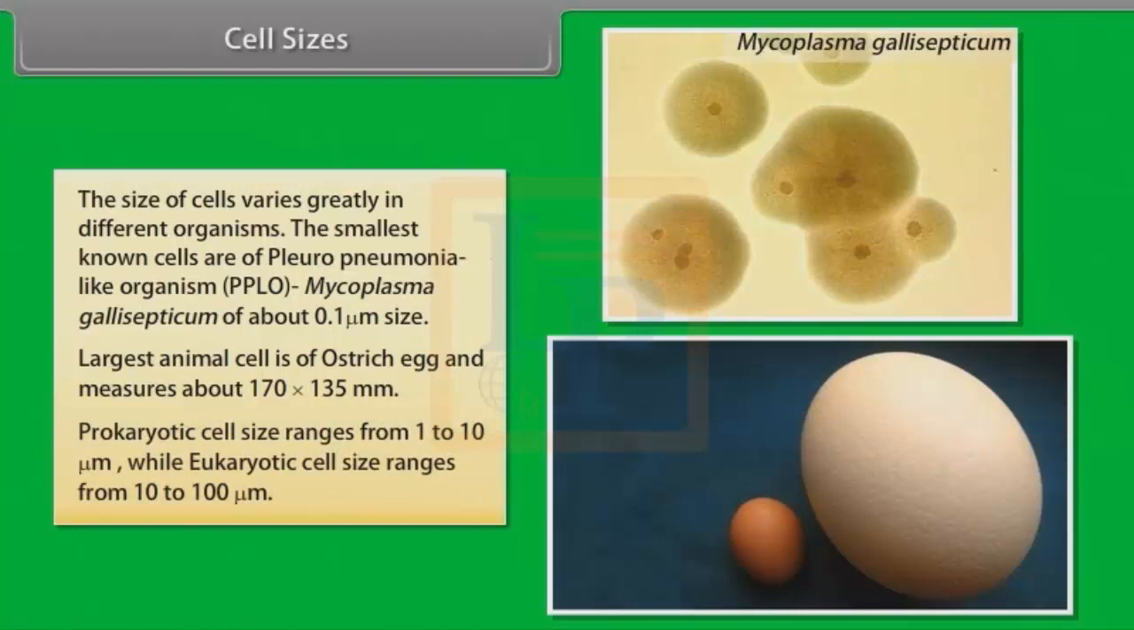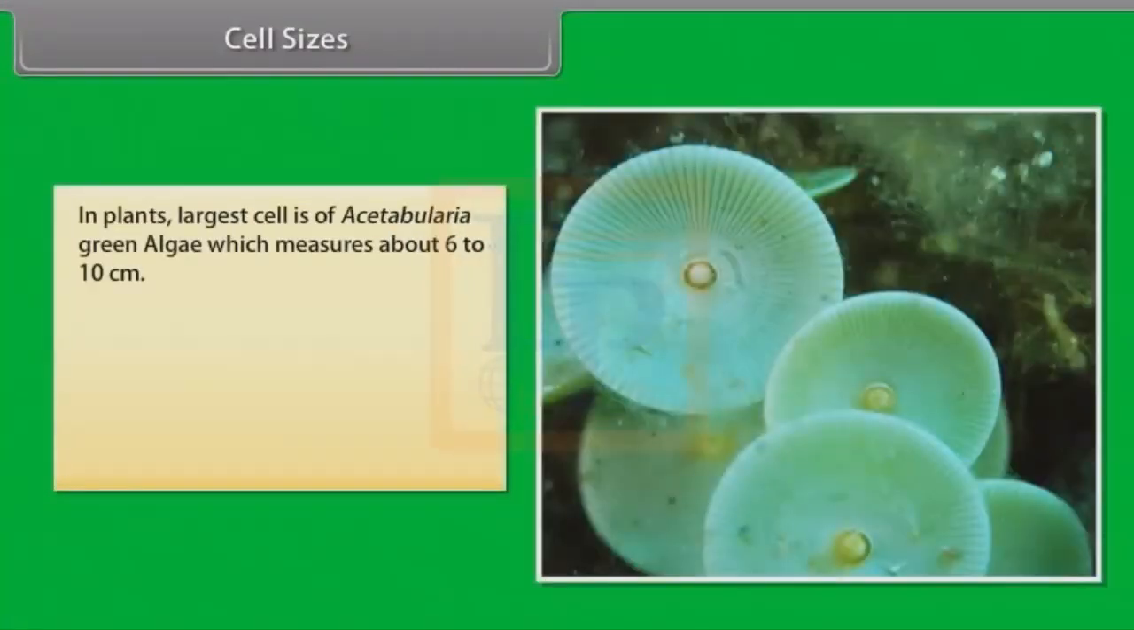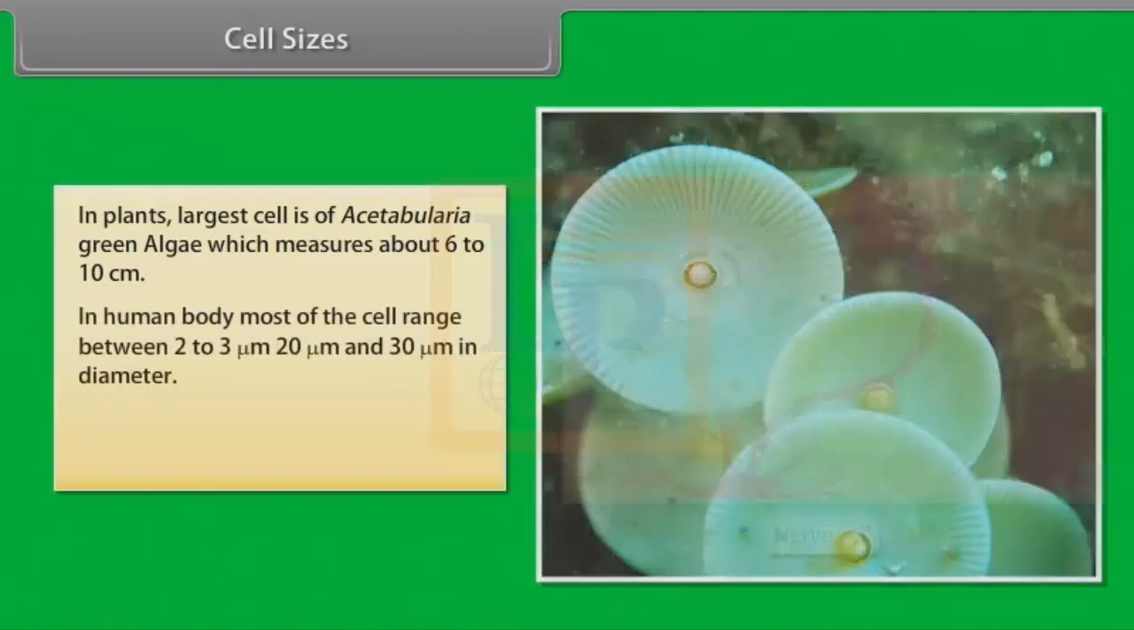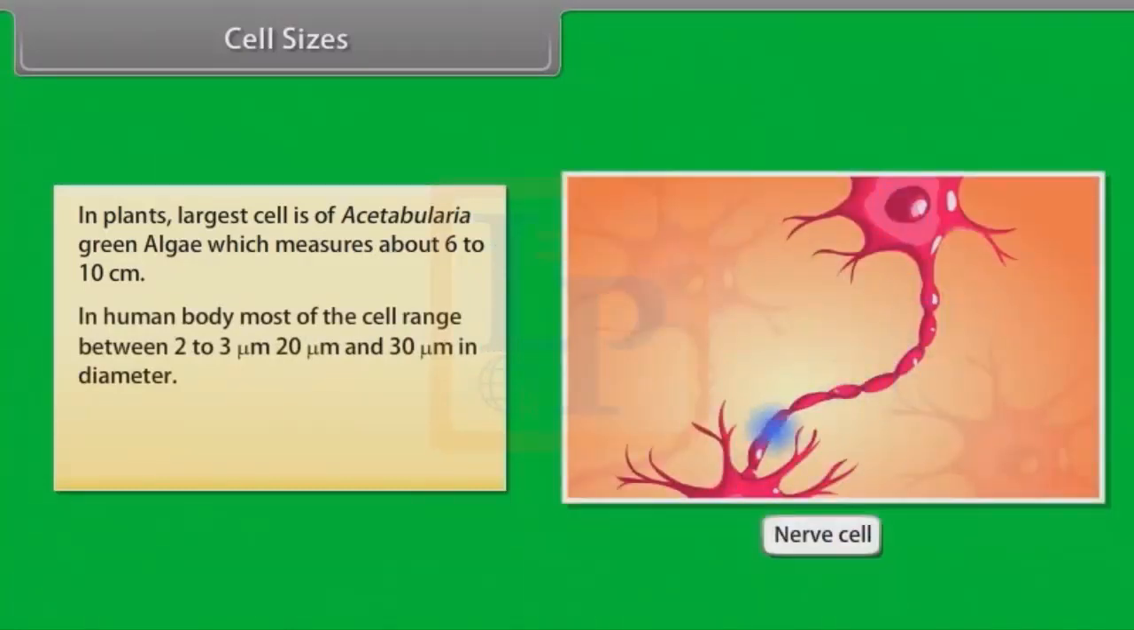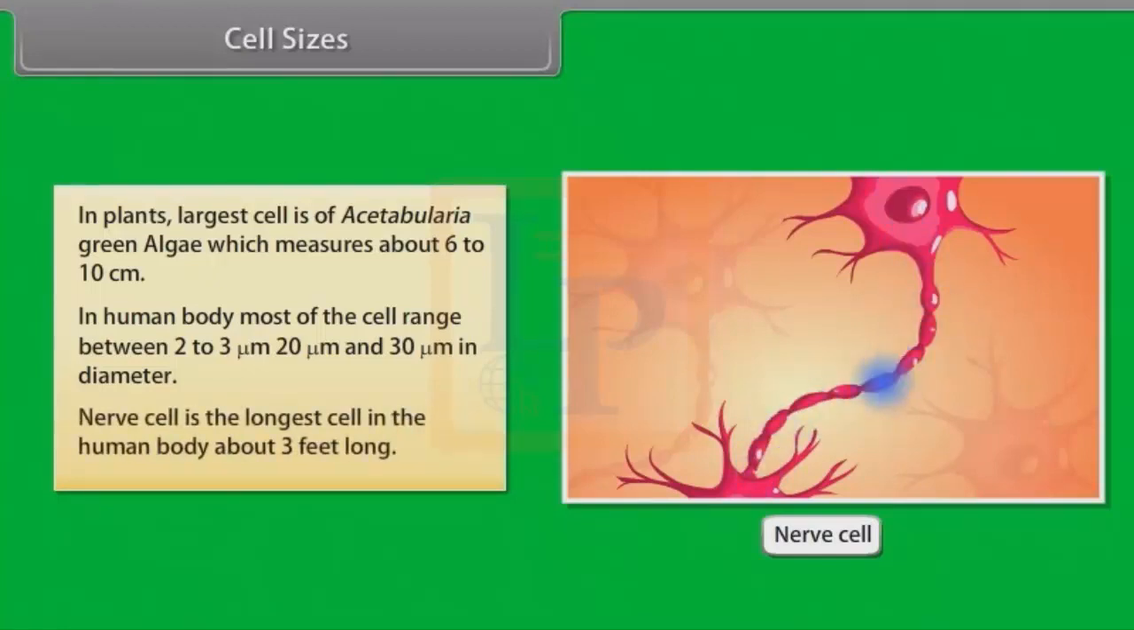Prokaryotic cell size ranges from 1 to 10 micrometer, while eukaryotic cell size ranges from 10 to 100 micrometer. In plants, largest cell is of Acetabularia, green algae, which measures about 6 to 10 centimeter. In human body, most of the cells range between 2 to 3 micrometer, 20 micrometer and 30 micrometer in diameter. Nerve cells are the longest cells in human body, about 3 feet long.